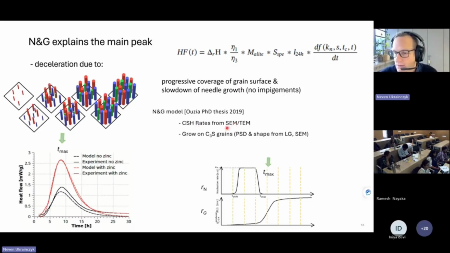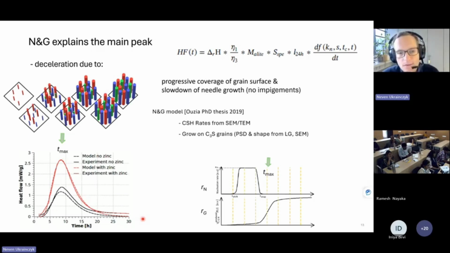So he followed all the hydration products by microscopy and how much of that hydration product is developing during time, and then based on the particle size distribution of C3S and shape from the laser granulometry and again microscopy. So basically it's a lot of microscopy images with time that gave him insight into this model. And they basically say that the whole process is determined by nucleation and growth. So the first model you saw, they say that it's the diffusion. Now they say, no, there is no diffusion, everything is nucleation and growth.